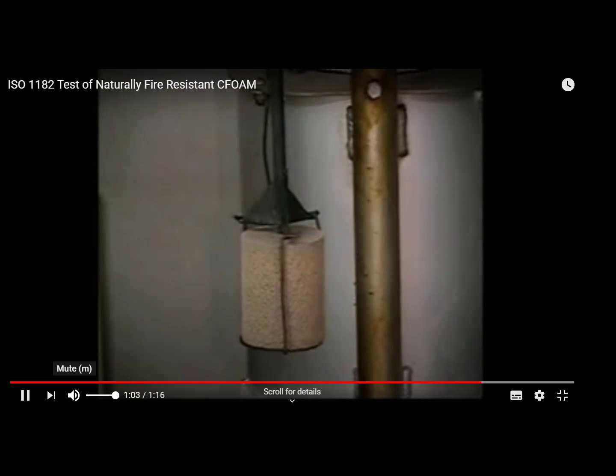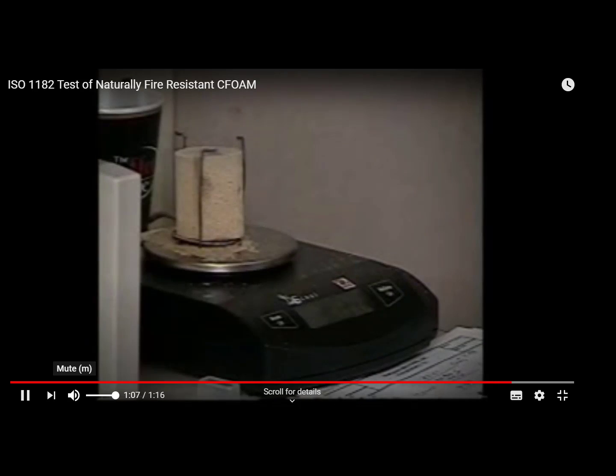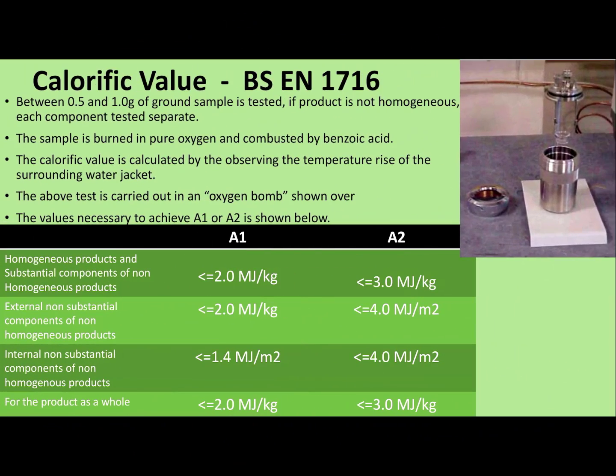The sample's then taken out after an hour, or when equilibrium has been achieved, and then it's weighed. And the product's allowed to lose 50% of its weight. And that's the test. And now on to the final test, which is a calorific value test.